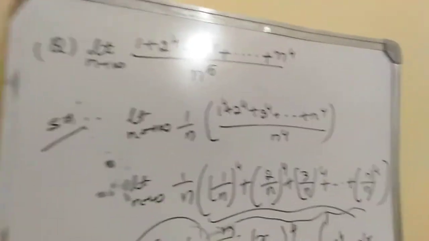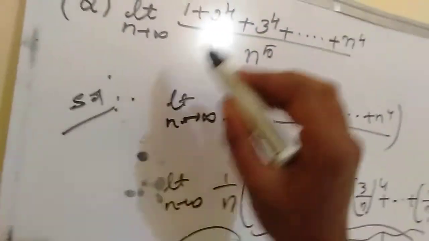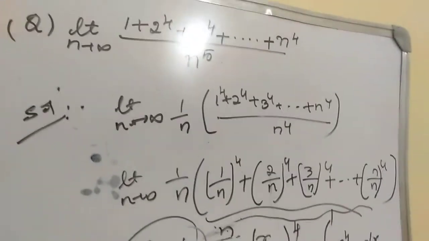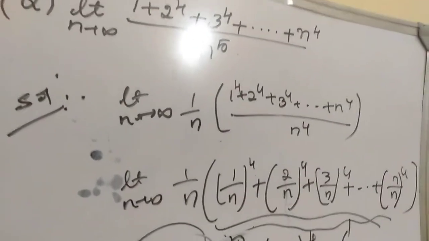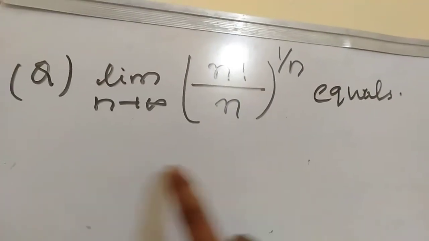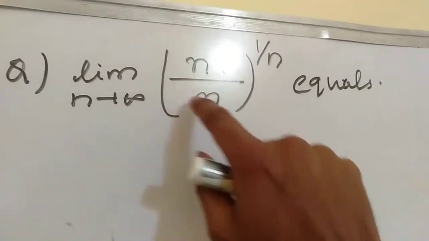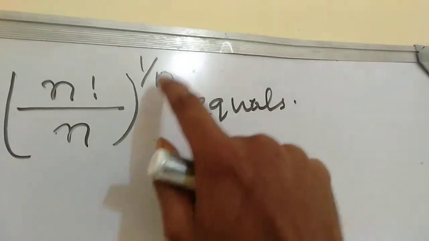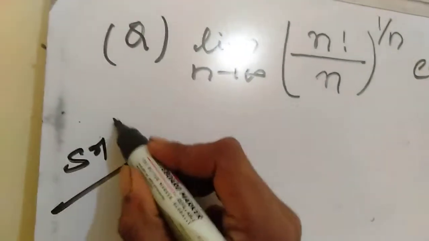This is the simple question. Now we go on to a very important question, and that is a very interesting question also. This is the next problem: limit as n tends to infinity of (n!/nⁿ) to the power of 1/n equals. Then we find the solution for this question.